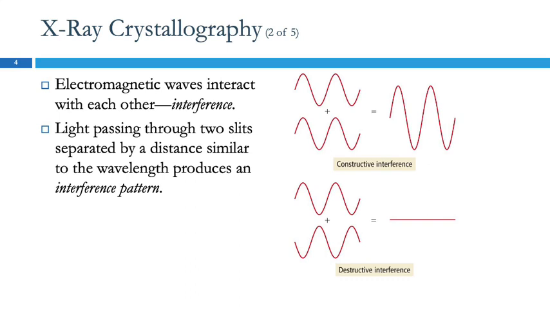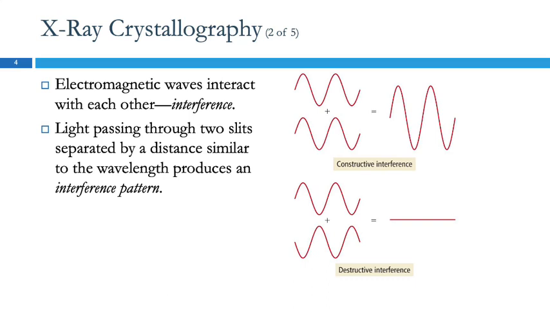And we saw a video about this. This was the guy with the big box on the beach with the two slits in it, and the sunlight came through and we saw this pattern of bright spots at the bottom. That's the interference pattern caused by light passing through two slits. An important thing there is that the distance between the slits is similar to the wavelength.